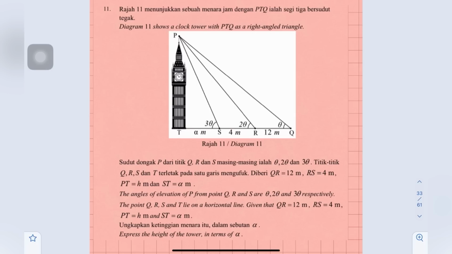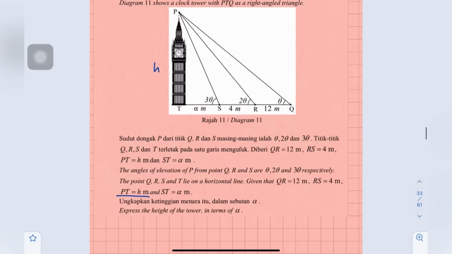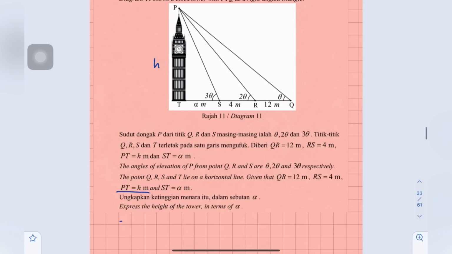Okay, so given PT equals H. Okay, so we can see the right angle triangle, so we can use trigonometry. In this situation, we can use tangent. Okay, so for tangent theta, opposite over adjacent, so H over alpha plus 16. For tangent 2 theta, opposite is H over alpha plus 4. And for tangent 3 theta is H over alpha.